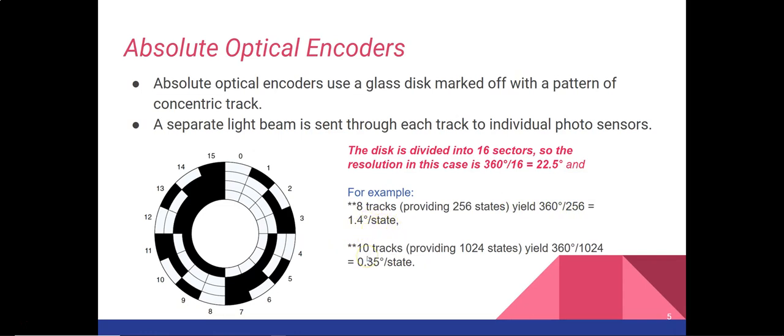And if you have 10 tracks, this will provide 1024 states, which yields 0.35 degrees per state. The same you can calculate for 16 tracks. So this one has the 16 tracks, and the number of states for 16 tracks is going to be more than this, and the resolution is so much better than what we see over here.